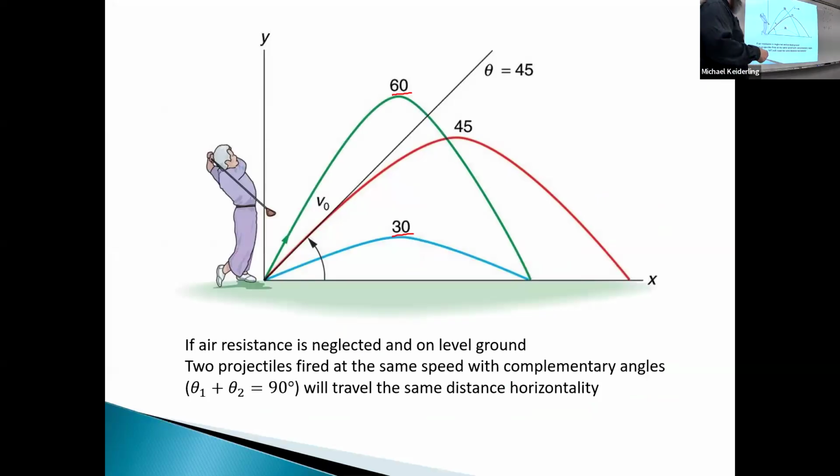So if air resistance is neglected on level ground, two projectiles fired at the same speed with complementary angles, meaning they add up to 90 degrees, will travel the same distance horizontally. So here, 30 degrees and 60 degrees. The same is also true for 20 degrees and 70 degrees. And the longest distance is at 45 degrees.